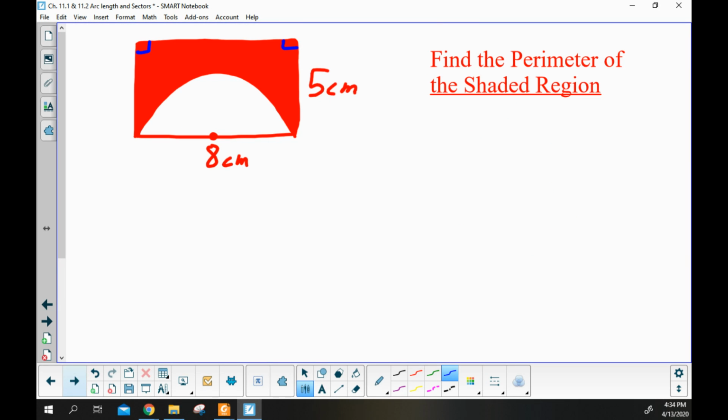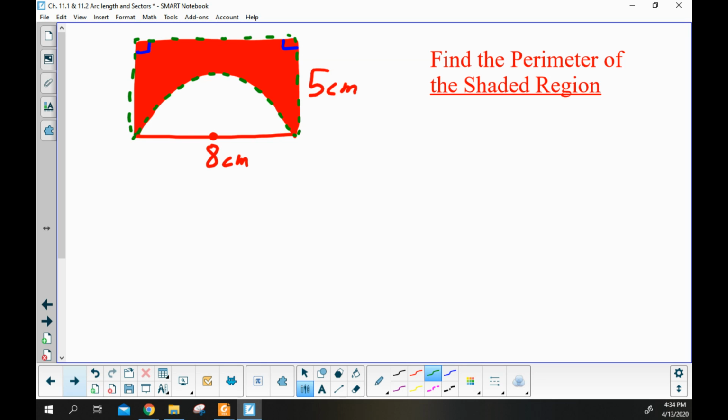All right, now we can start getting into some composite figures here. So we can start mixing and matching different figures. So in this case, we want you to find the area of the shaded region. So we're looking for the perimeter of this part. I said area, I meant perimeter. All of this is like a bridge-type thing here, the rectangle with the circle cut out of it.